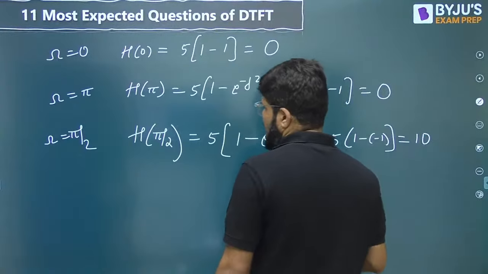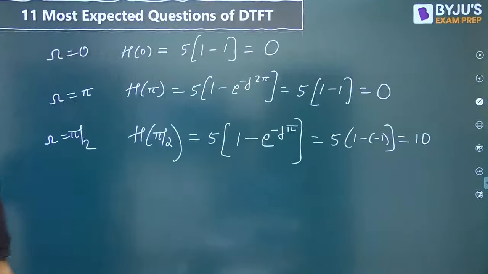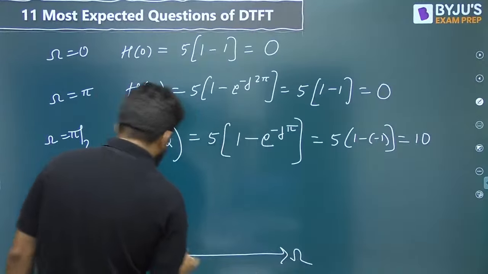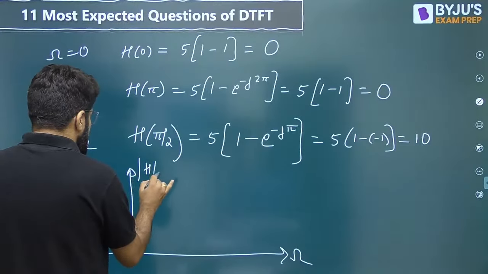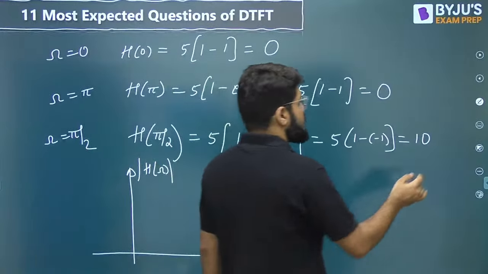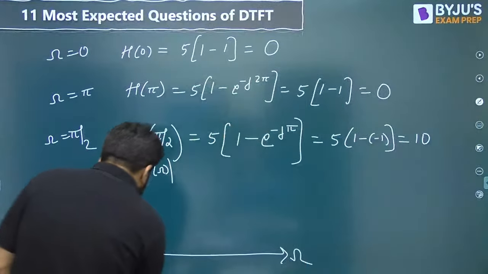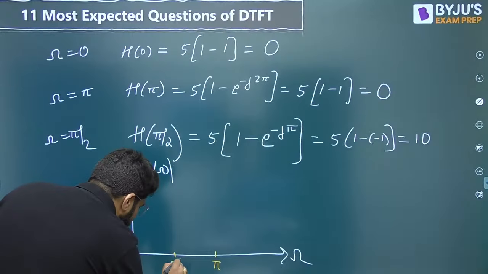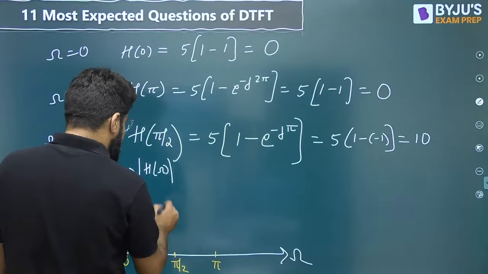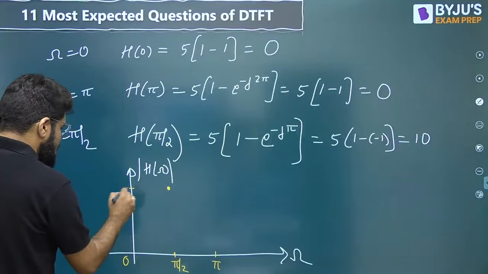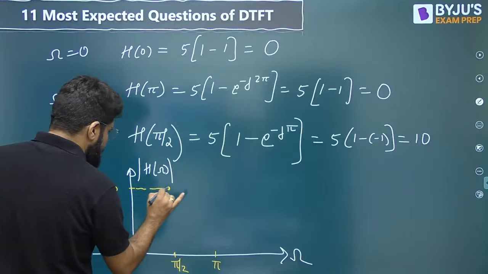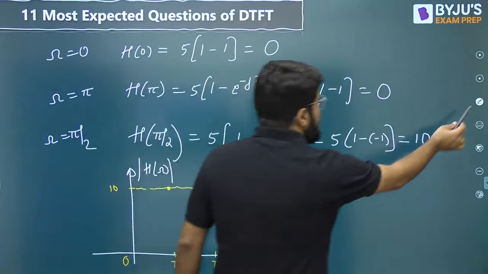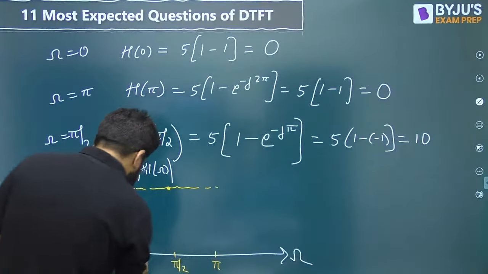2 into 5, 10. So if you want to plot this, have a look at how the results are going to look. This is omega, and let's plot the magnitude spectrum, modulus of H of omega, considering the 0 frequency up to the highest pi frequency and the mid frequency. The gain at the mid frequency has turned out to be 10. So let's say this is the value 10, but the gain at the low frequency was 0.